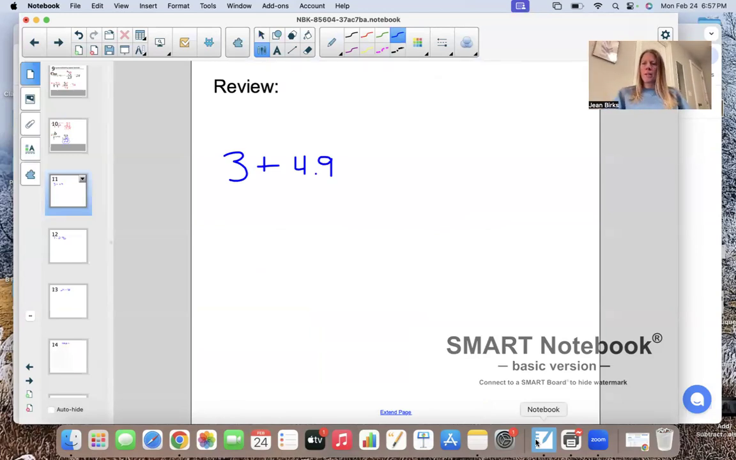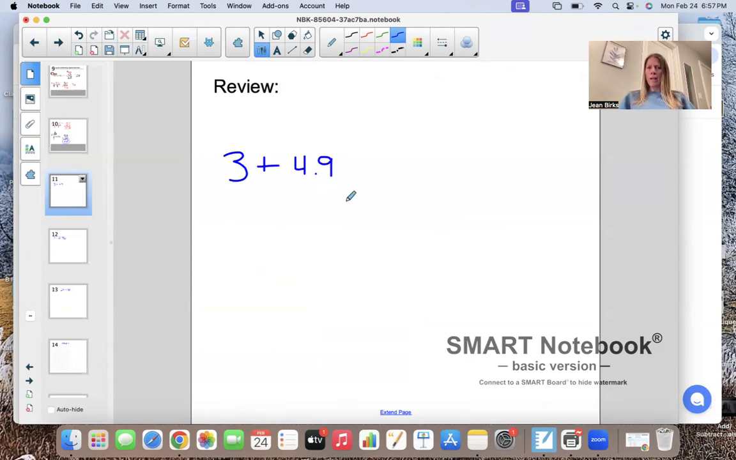What I'm going to do with you today is just a review of everything we've done in Unit 5, which is adding decimals, subtracting decimals, multiplying decimals. And today I'm going to add the fourth, which is dividing decimals. So I want you to try each of these things. So look at the question here, 3 plus 4.9. Go ahead and do the work, hit pause, and when you're done, hit play.